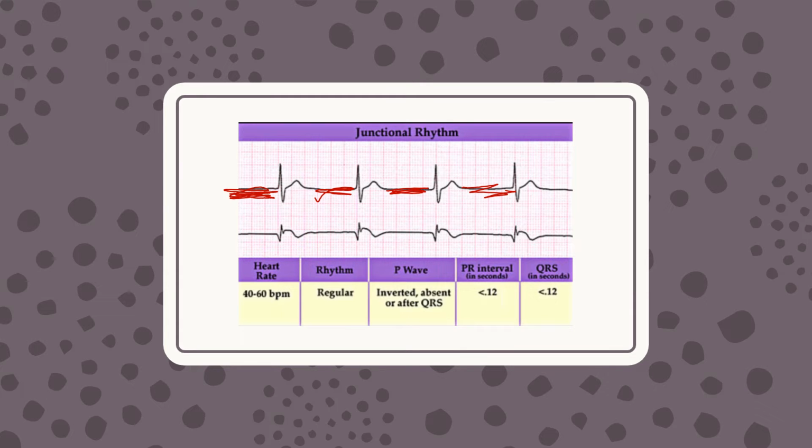Okay, so if you look at our criteria, the heart rate is 40 to 60 because that's the inherent pacemaker rate of the AV junction. The rhythm is regular. The P wave can be inverted, absent, or after the QRS. The PR interval, this is critical, is less than 0.12, and the QRS is typically normal. It's going to be less than 0.12 in width.